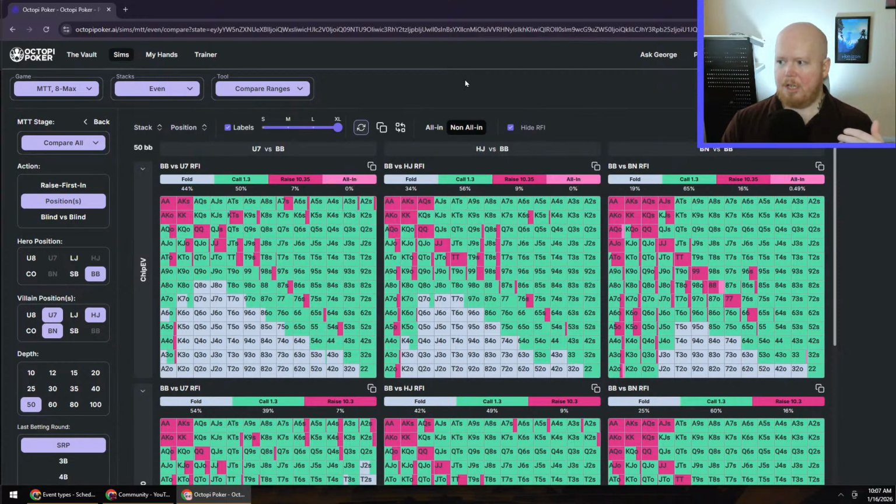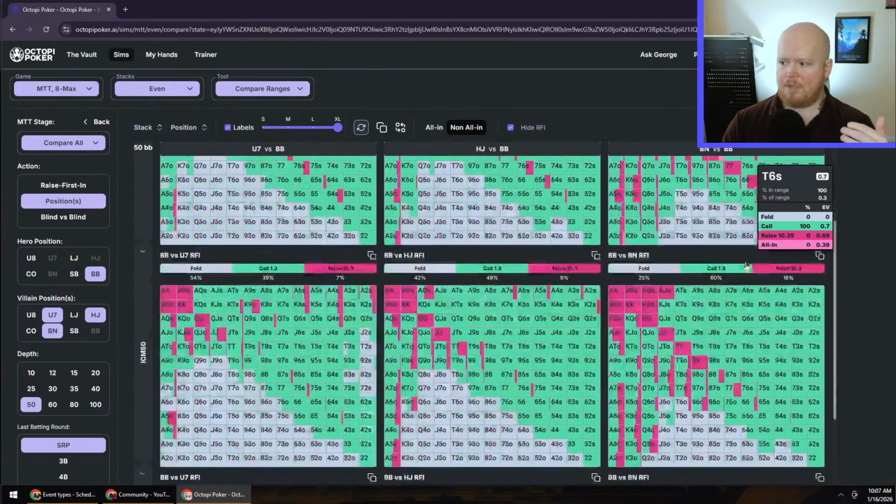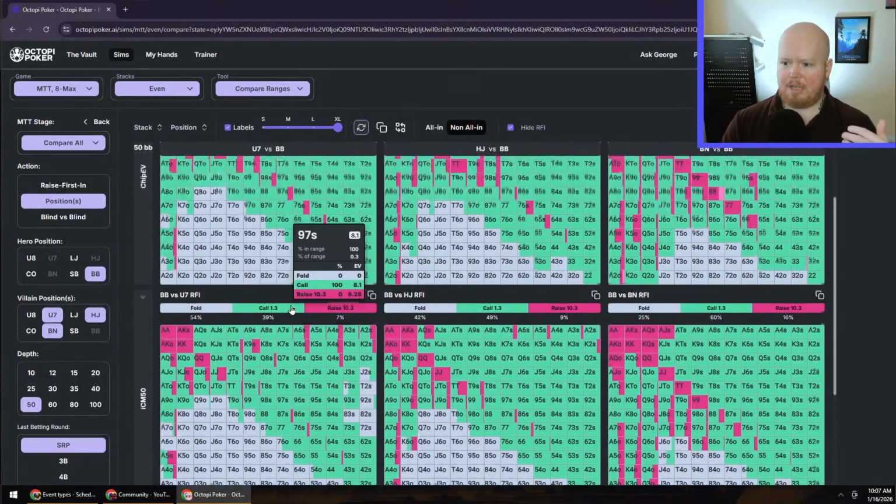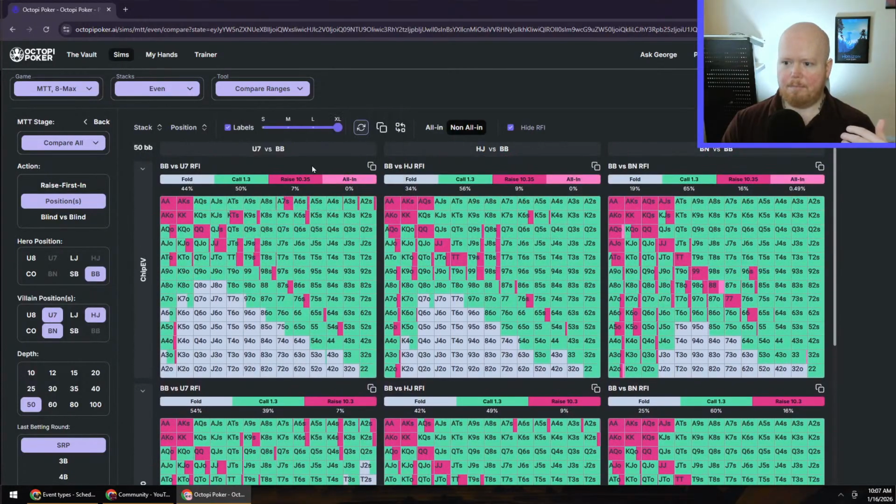In ChipEV, you've got, against early, against middle, against button, different kinds of strategies, obviously. And now you start to see, okay, frequency-wise, we've gone from 50% call and 7% 3-bet against under the gun.